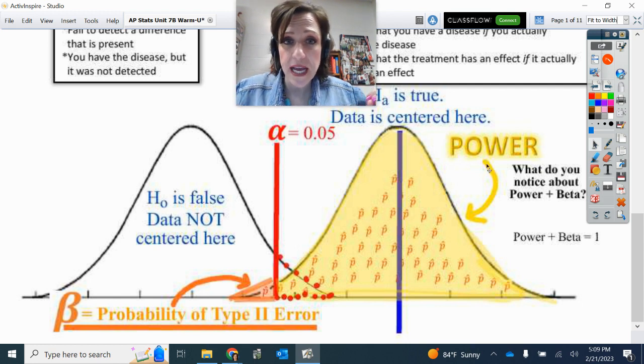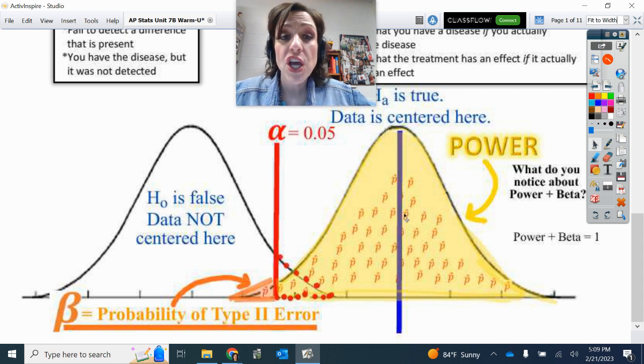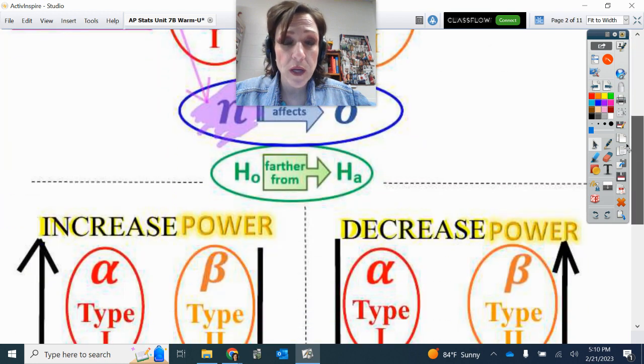Okay, power, and none of these things can happen at the same time. They're all separate. They don't occur at the same time. They're three different separate entities. Power is a good thing. Power is a correct decision. Power isn't an error. Power is you detected that you have the disease because you actually do have that. You detected that there is an effect and there actually is one. So you detected HA because HA is true. All right. So there's that review.